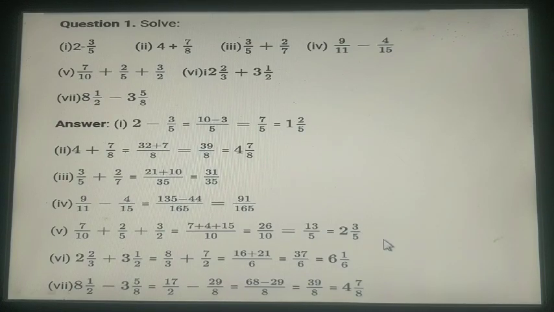Next, here are some mixed fractions for you. 2 mixed fractions, that is 2, 2 by 3 plus 3, 1 by 2. These two have to be added. Converting this, 3 2s are 6 plus 2, 8. So 8 by 3 plus 2 3s are 6 plus 1 is 7. So next is 7 by 2.